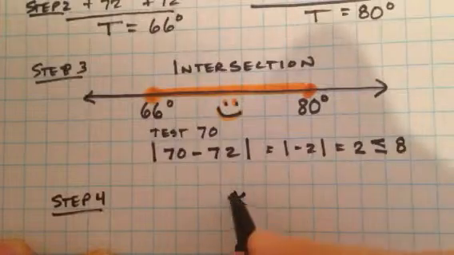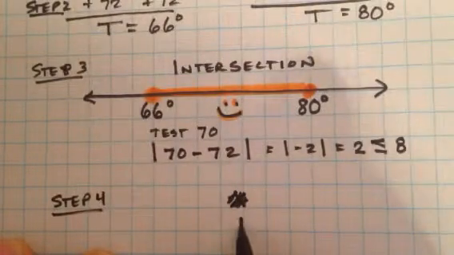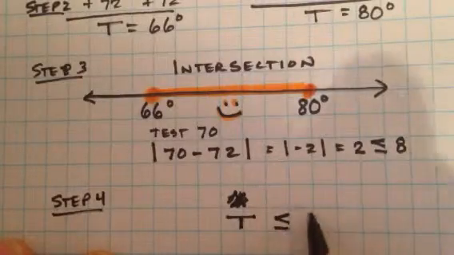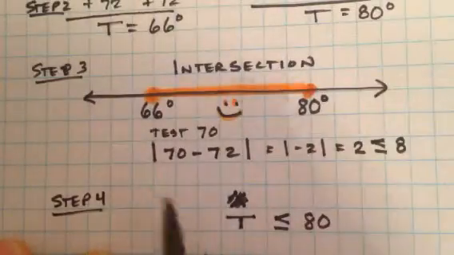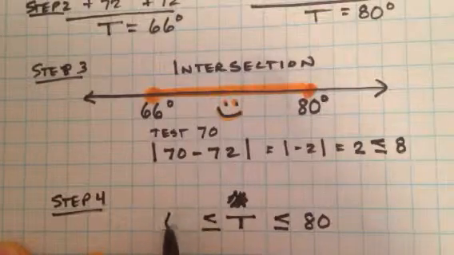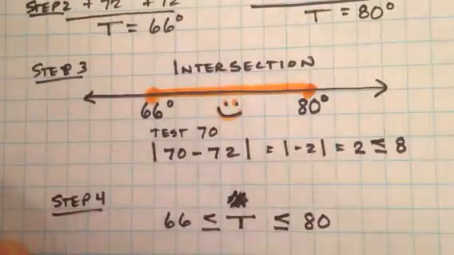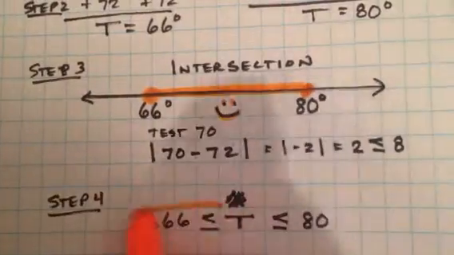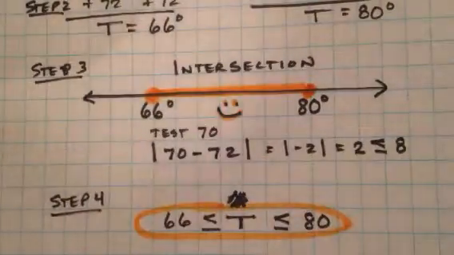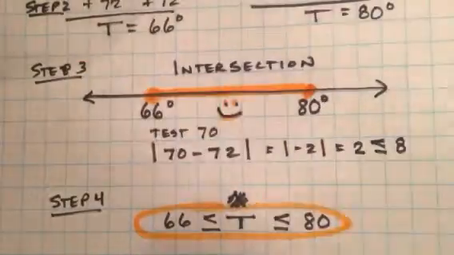We say x, or actually scratch that x because we're talking about T here. Temperature is less than or equal to 80 and is greater than or equal to 66 degrees. There's your answer to the first question. Let's do 2 more of these to practice.